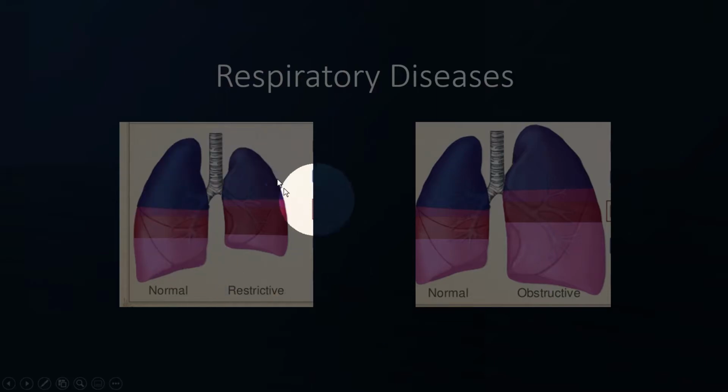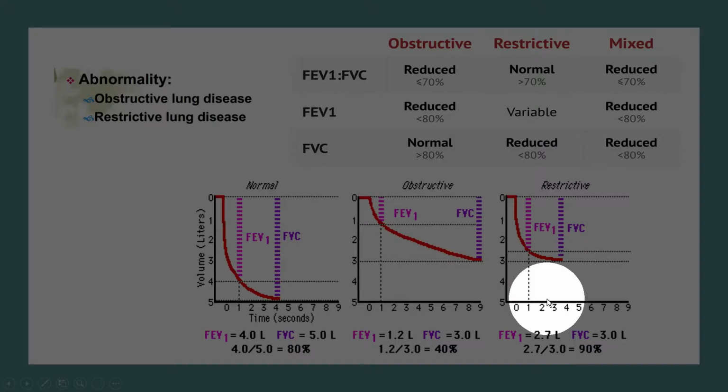Now here you can see the diseases. This is the normal lung, this is the restrictive lung, and this is the normal lung, and this is the obstructive lung. So overall in the respiratory diseases, we differentiate basically into the restrictive one and the obstructive one. Now come to a comparison, just to make you understand, although this is part of the text, how you can differentiate obstructive lung disease and restrictive lung disease by pulmonary function test.